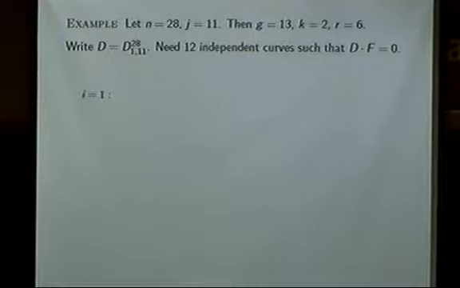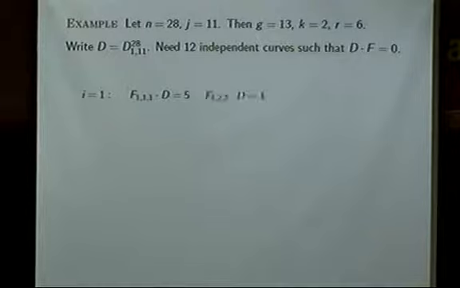Let's start with I equals 1. I need to compute f 1 11, comma 25, dot d. That's the example we did earlier, and we got a 5. So it's not equal to 0, so I can't pick that curve. Now I try again. I try f 1 k k, which is f 1 2 2.